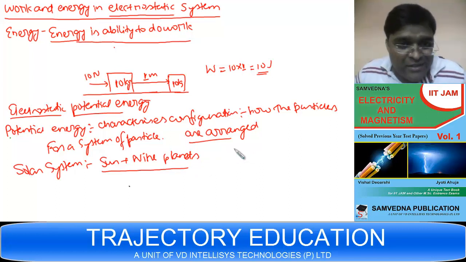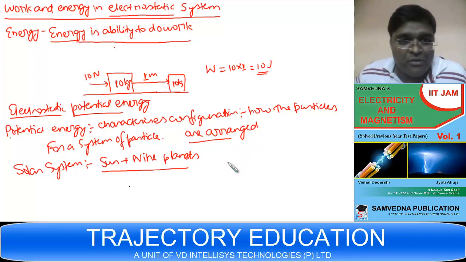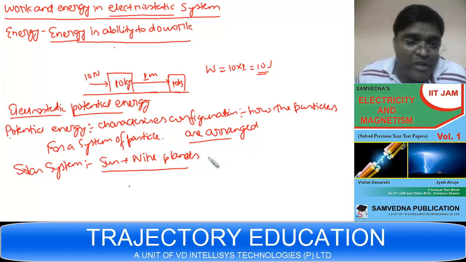See, potential energy is 0 means what? I can assign potential energy 0 to what kind of configuration? For the same system, Sun and 9 planets, what could be the configuration of Sun and 9 planets for which I can assign 0 potential energy? A configuration where they are not interacting.